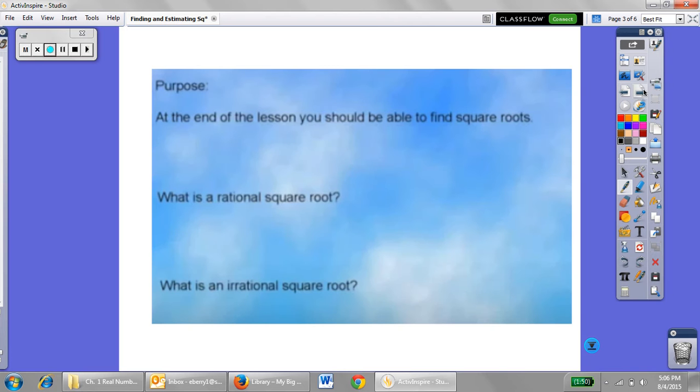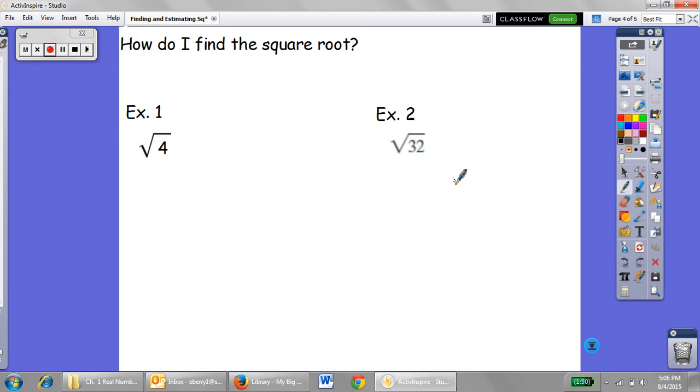Now at the end of this lesson, you should be able to find square roots. What is a rational square root and what is an irrational square root? Here's example 1. I'm going to show you how to show your work a little more clear, even though we may know this answer right in our head.